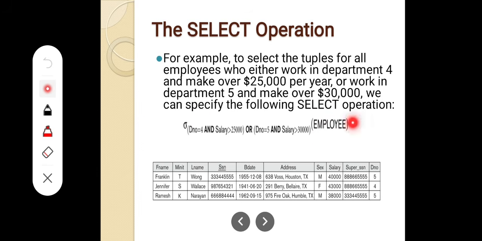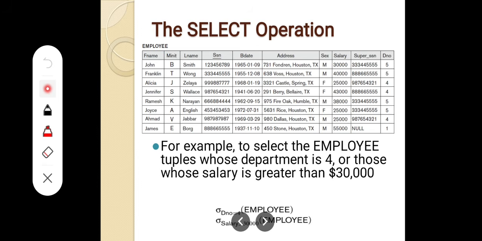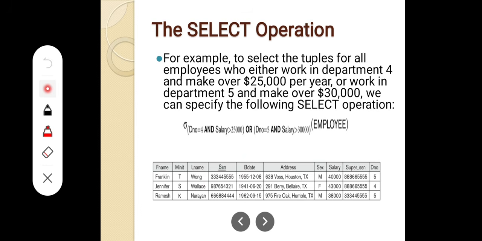So while executing this query on this table, we will be getting this result. Okay, now the details of people in department number 4 and 5, with salary above 25,000 and 30,000 respectively, will be displayed here. Okay, so remember that the select operation is used for selecting particular tuples or rows from a relation.